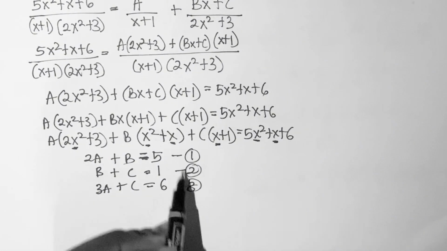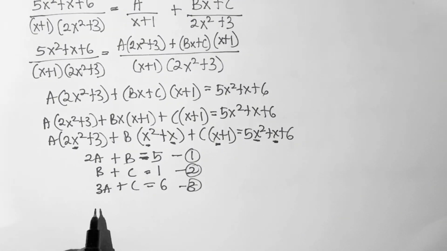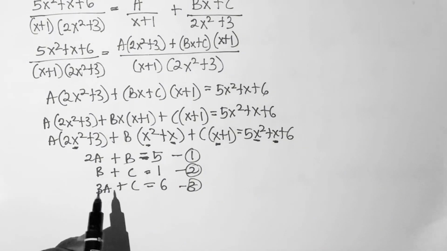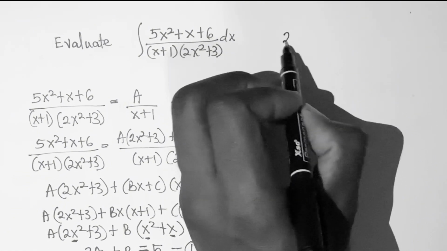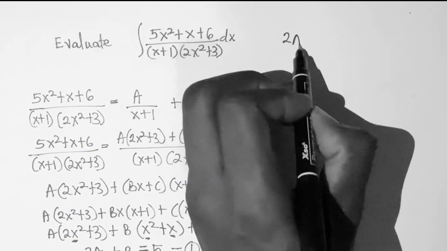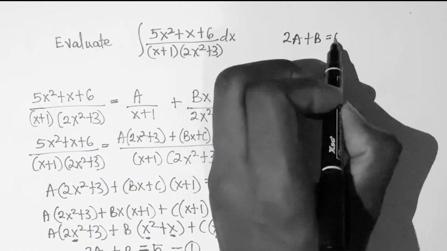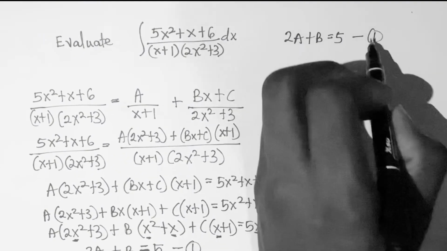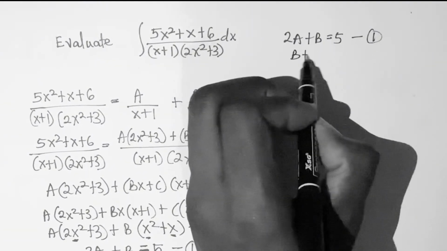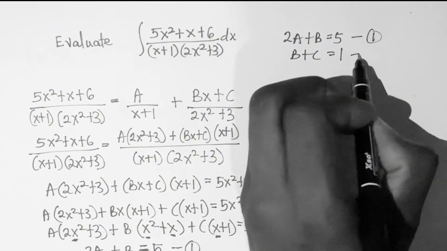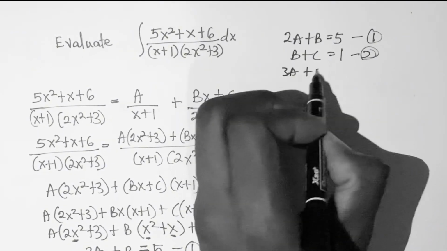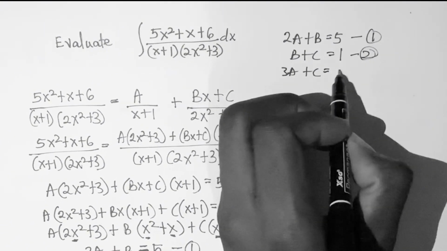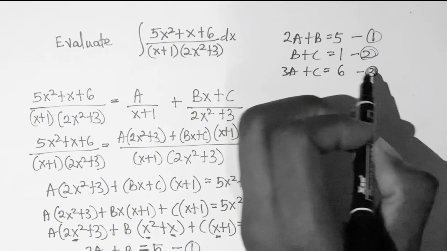So let's rewrite all these three equations and then solve them simultaneously. We have the first one, which is 2a plus b is equal to 5. So this is equation 1. Then b plus c equals 1, equation 2. Then the last one is 3a plus c is equal to 6, equation 3.